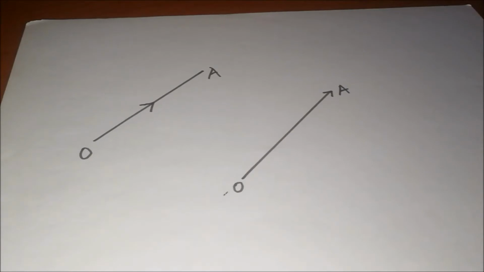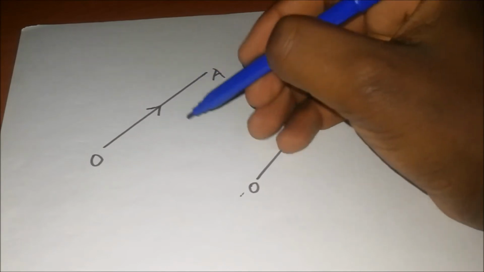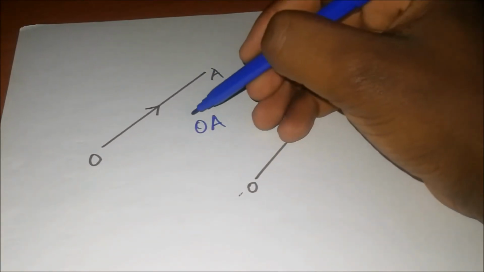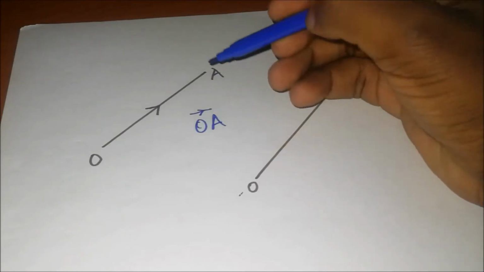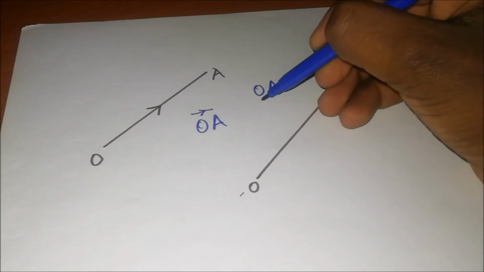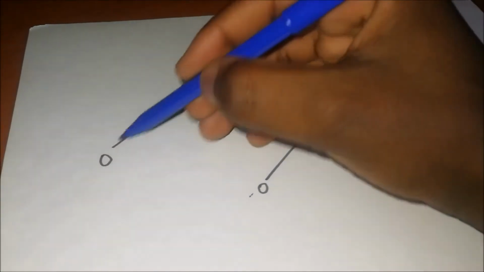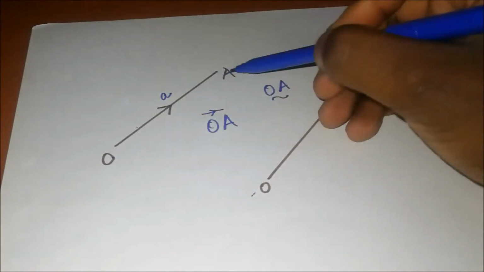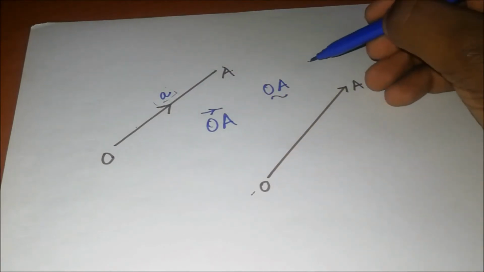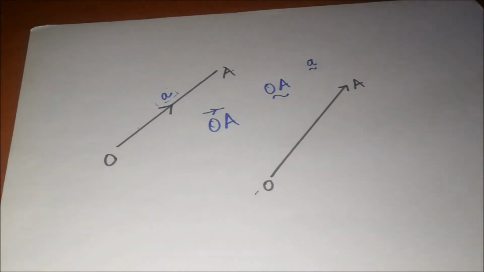Now, if a vector is moving from point O to point A, it can be written as OA with an arrow on top, signifying that it's moving from O to point A. Or you can simply write OA with a tilde at the bottom. Or you can call this vector a. If you label vector OA as any letter, you make sure to write that letter with a tilde. That is the symbolic representation of vectors.